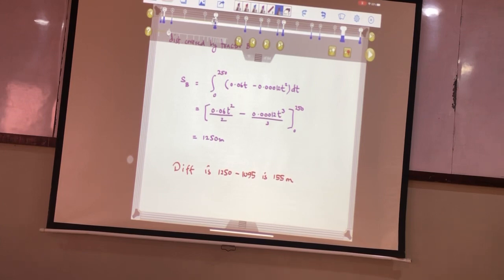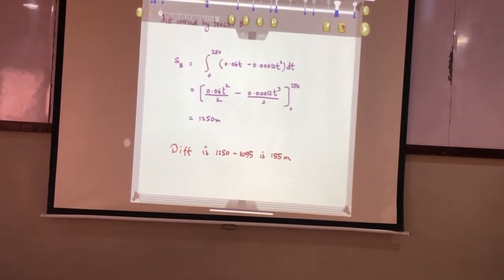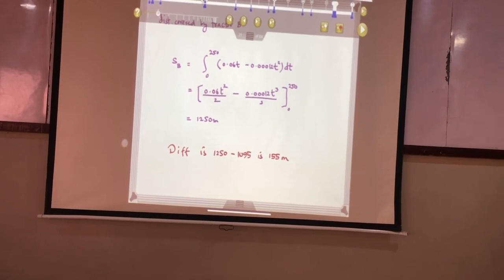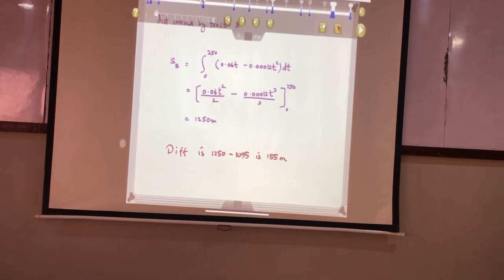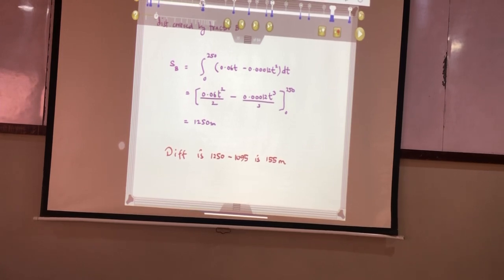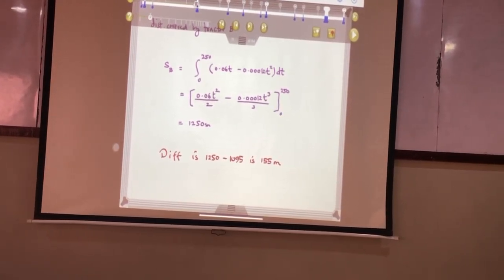You have shown the integration part. You can add one more step: first plug in the upper limit, then plug in the lower limit, and then you can write down the answer, which is 1250 meters. That means tractor A covered 1095 meters, tractor B covered 1250 meters. What is the difference between them? The difference is 155 meters.